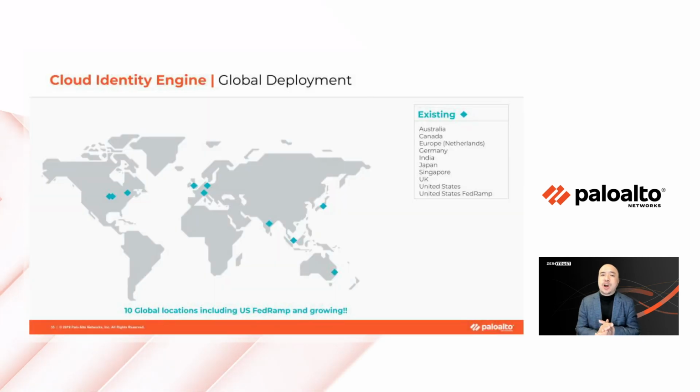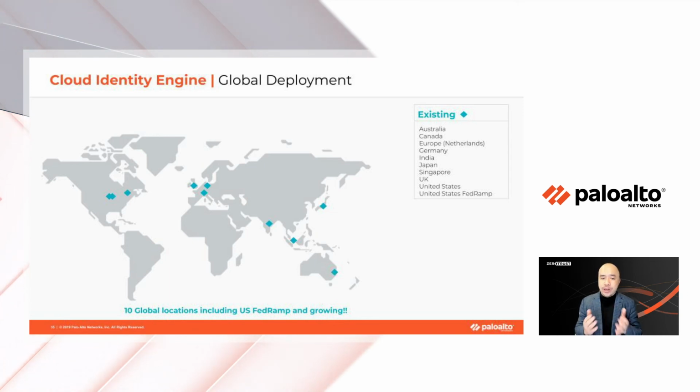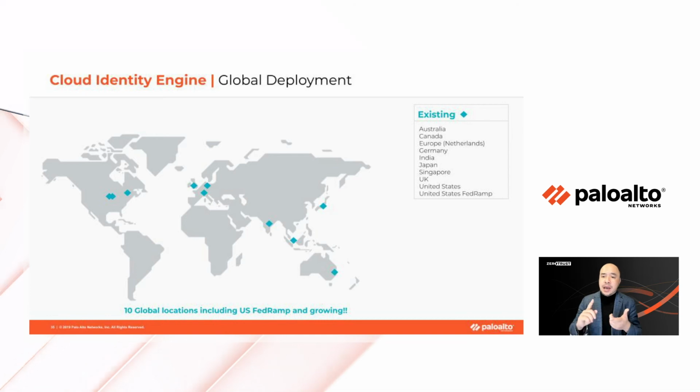Cloud Identity Engine is a global deployment, and we are starting with 8 global locations, as you can see here, including the US FedRAMP, and we are continuing to expand to other locations. In the JAPAC region, Cloud Identity Engine has locations in Australia, India, Japan, and Singapore.